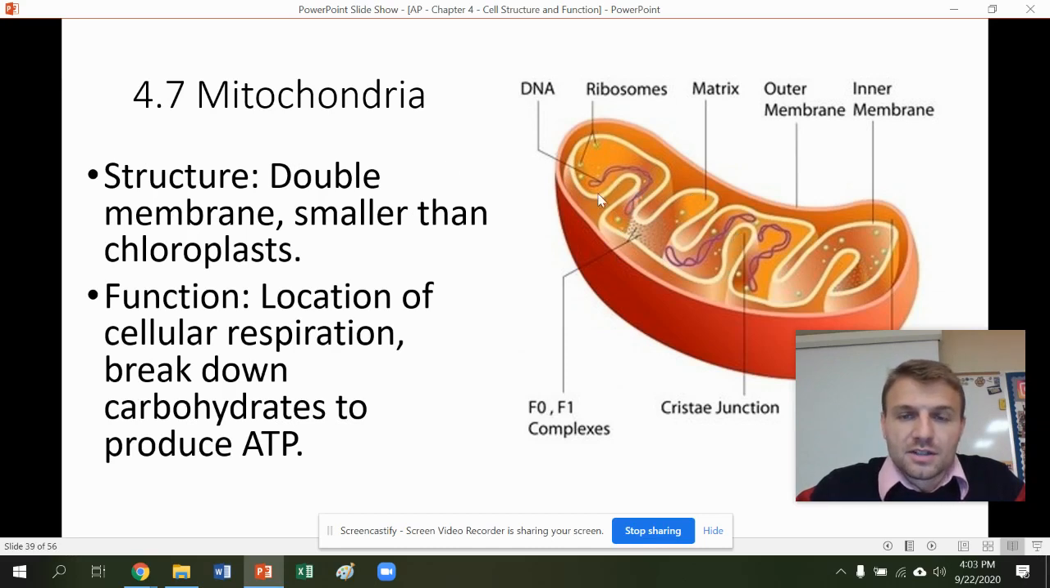Mitochondria have their own circular DNA. They have their own ribosomes. But this is the location of cellular respiration. This is where you break down carbohydrates and other organic matter and produce ATP.